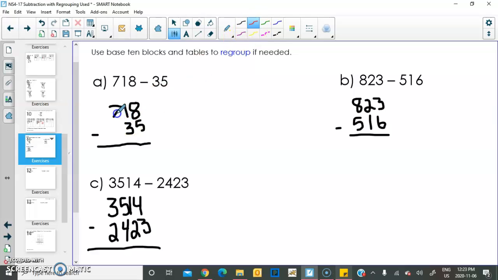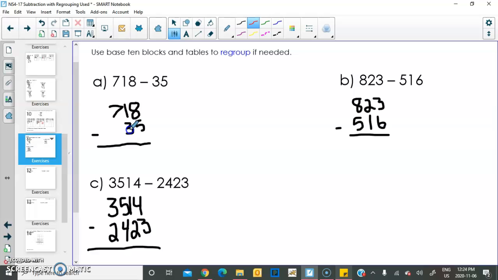So we have 718 minus 35. Now remember, always look at the ones place value first. So if I have 8 cookies, can I give 5 away? Yeah, I can, okay? So that doesn't need to be regrouped. Let's move over to the tens. If I have 1 cookie, can I give 3 away?